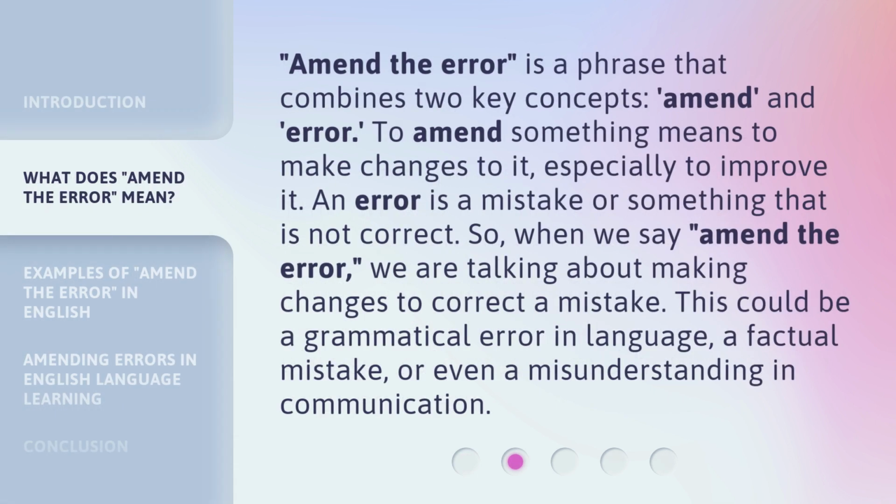Amend the error is a phrase that combines two key concepts, amend and error. To amend something means to make changes to it, especially to improve it. An error is a mistake or something that is not correct. So, when we say, amend the error, we are talking about making changes to correct a mistake. This could be a grammatical error in language, a factual mistake, or even a misunderstanding in communication.